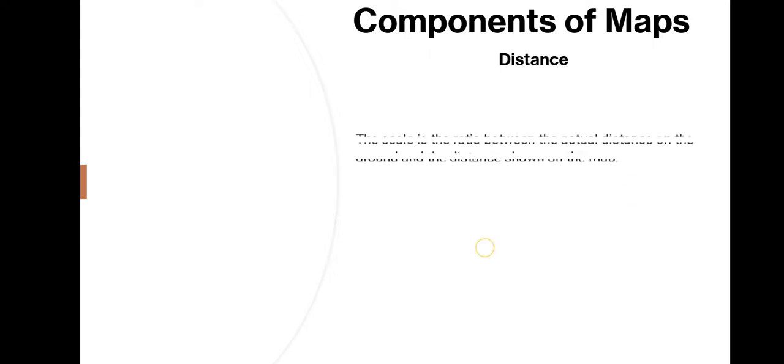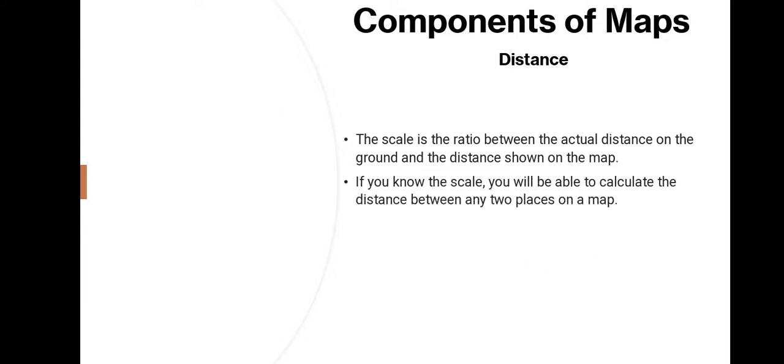Next, we will learn the components of map. As we have already seen in the content that there are three components of map. One of it is distance. The scale or distance, same thing here. The scale is the ratio between the actual distance on the ground and the distance shown on the map. If you know the scale, you will be able to calculate the distance between any two places on a map.